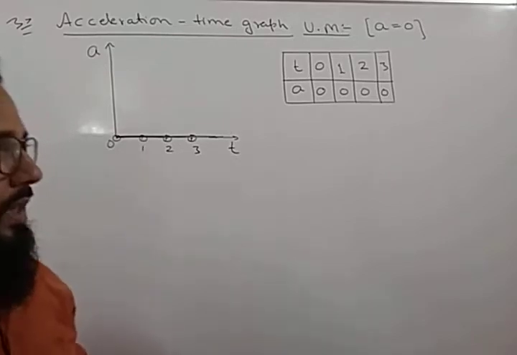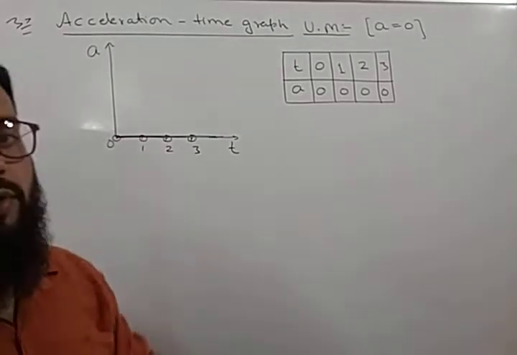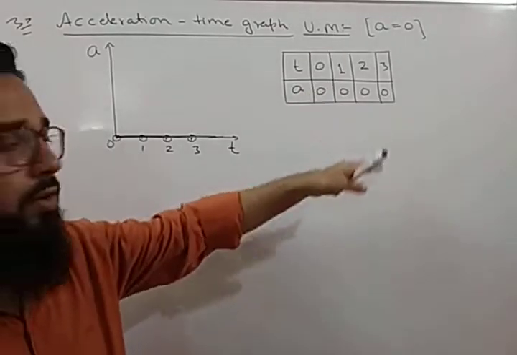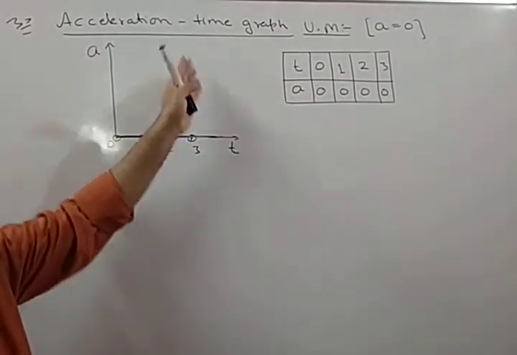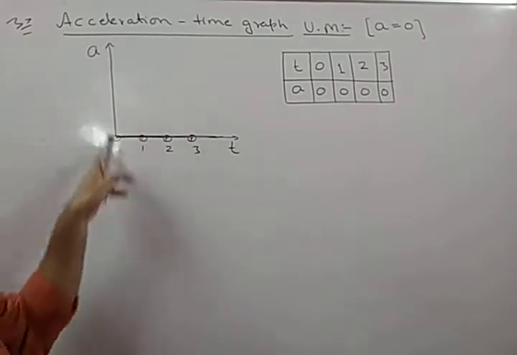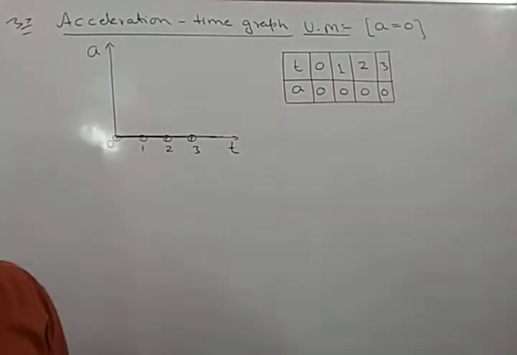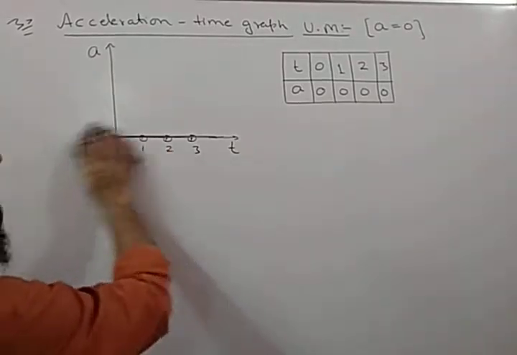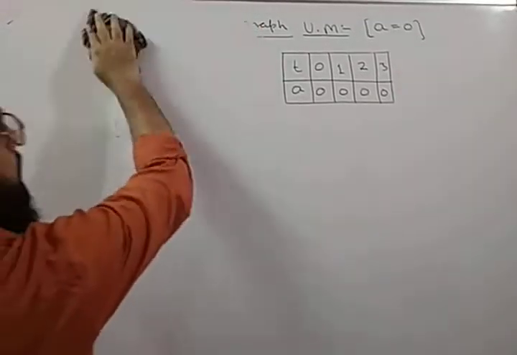So these are all the graphs of uniform motion. Three graphs we discussed in my previous video, and this graph I also discussed, but let us understand it once again. It is the acceleration-time graph of uniform motion. So these are all the graphs of uniform motion. Now we will start with the graphs of non-uniform motion.